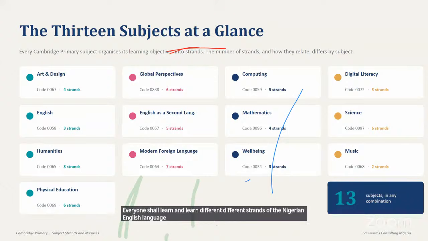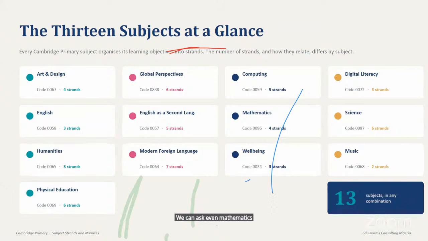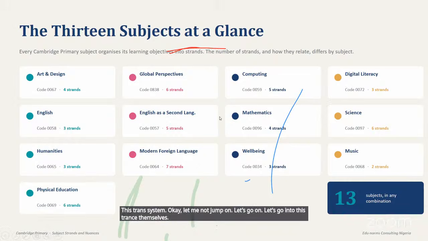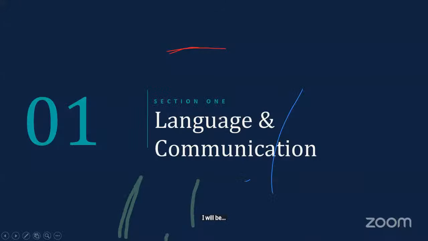We can now see that even mathematics has strands. Why strand system? The strand system. Okay, let me not jump on. Let's go into the strands themselves. Let's go to English language.